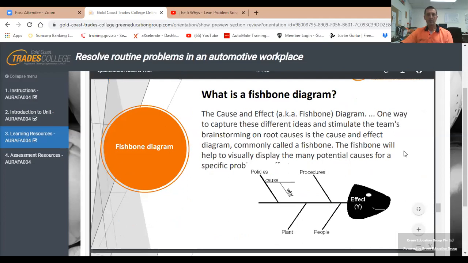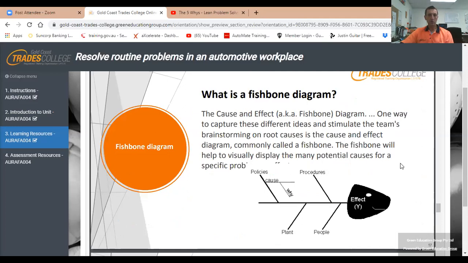It's designed to stimulate a team's brainstorming on root causes and is the cause and effect diagram. The fishbone will help visually display those causes. I mentioned sometimes people are more visual than not, so it helps display those causes in a much more visual way. We're going to break a problem down into different main headings, and in this particular one, we've got policies, procedures, plant, and people.